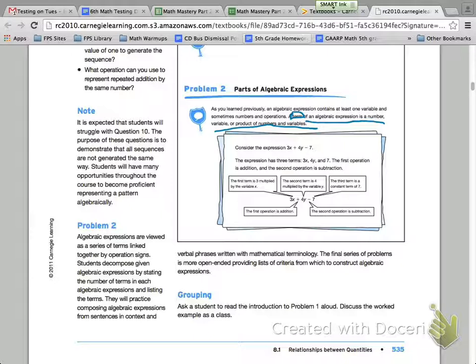Number 3 is the numerical coefficient of x. Plus 4y, the second term is 4 multiplied by the variable y. The third term is a constant term of 7. Okay, it doesn't change. But the second operation is subtraction. First operation is addition.